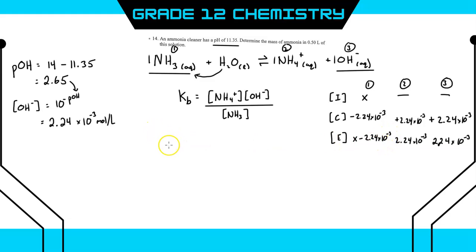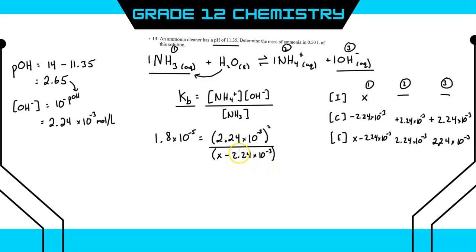Let's put all of that into our equilibrium law. Now you can look up the base constant for ammonia, and it turns out to be 1.8 times 10 to the minus 5. And so that's going to equal, we have these two times each other, so 2.24 times 10 to the minus 3, we're going to square that, all divided by, for ammonia, we have X minus 2.24 times 10 to the minus 3.